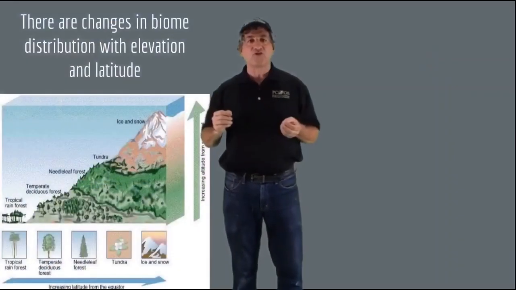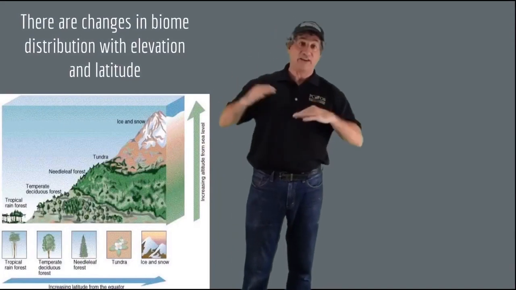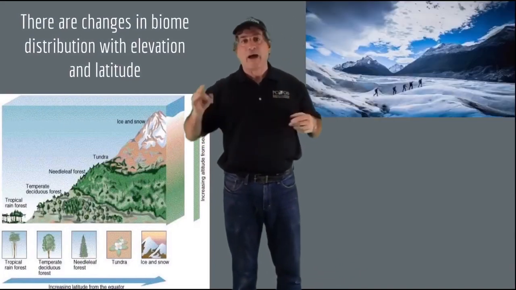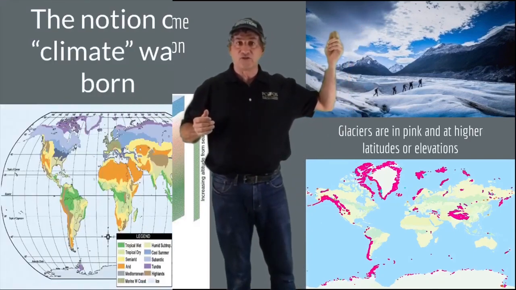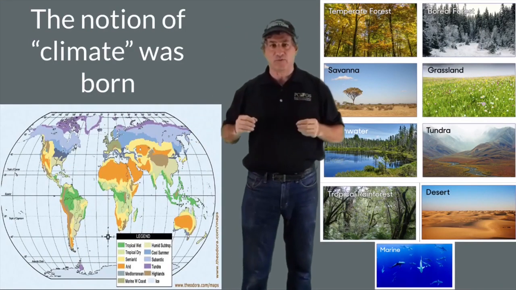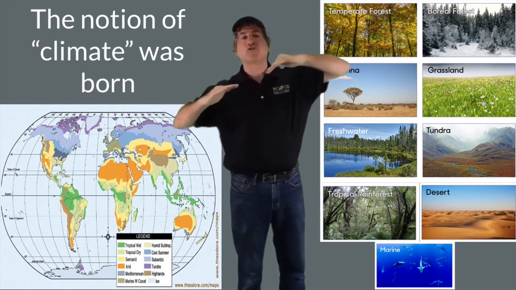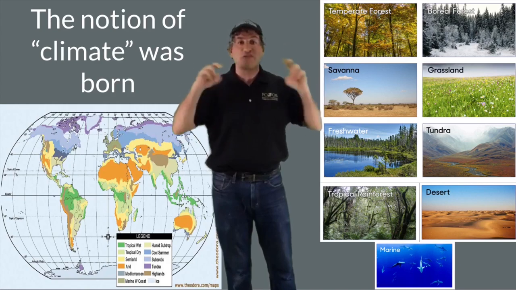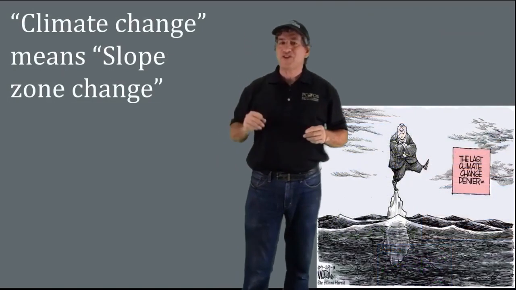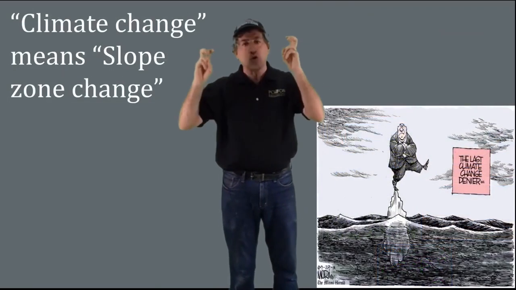People noticed similar changes in biome distribution with elevation and latitude. At the top of the mountain, you would find glaciers, and at the top of the world, you would find glaciers. Hence, the notion of climate was born, all about predictable slopes. The animals and plants knew it too, hence the similarity of the biomes. So climate change literally means slope zone change.